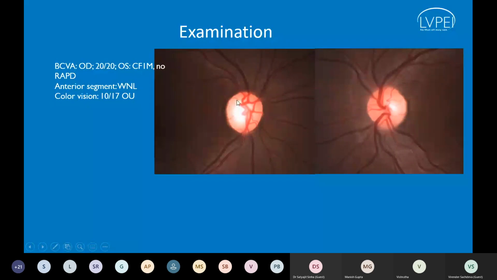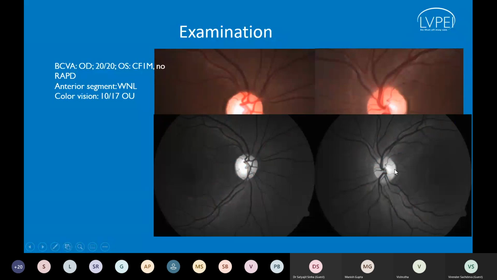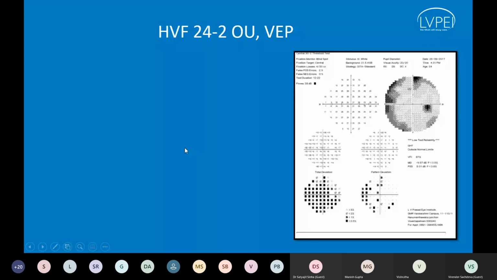You can see that there is temporal pallor of the optic nerve in the right eye. There is mild hyperemia of the optic nerve in the left eye. And if you see the red-free photo, you can see that there is hyperemia here, but there might be minimal pallor in the left eye as well. The patient's color vision was affected in the right eye, and the visual fields also showed nasal depression in the right eye.